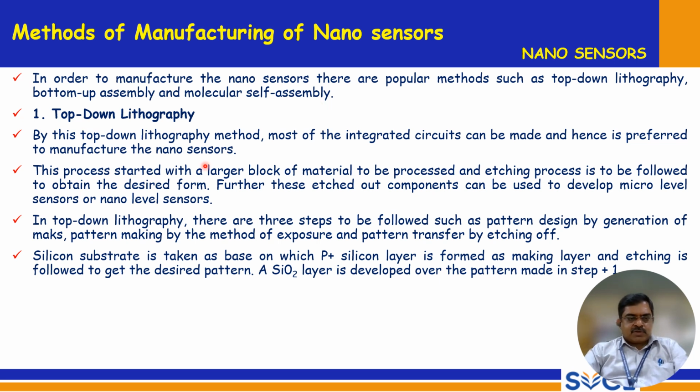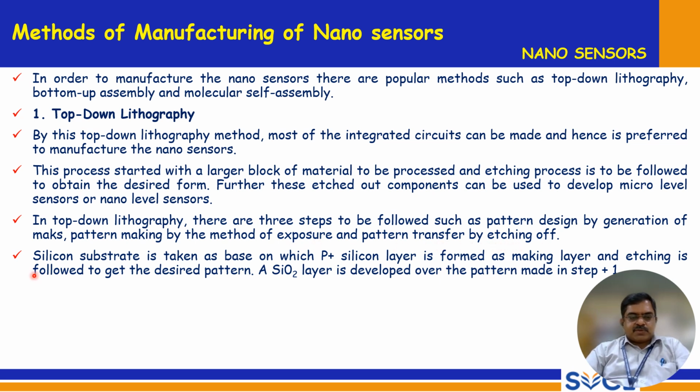First one is top-down lithography. By this top-down lithography method, most integrated circuits (ICs) can be made, and hence it is preferred to manufacture nanosensors. This process starts with a larger block of material to be processed, and an etching process is followed to obtain the desired form. Further, these etched out components can be used to develop micro level sensors and nano level sensors. In top-down lithography, there are three steps to be followed: pattern design by generation of a mask, pattern making by the method of exposure, and pattern transfer by etching off.